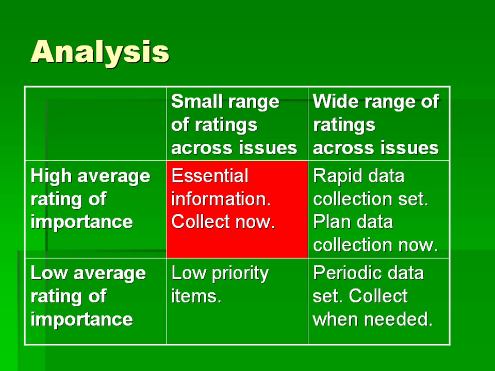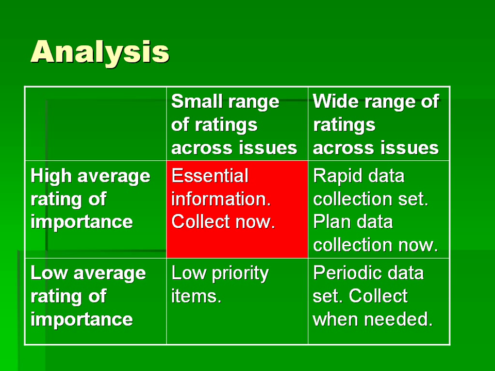Now that we have the ratings in terms of the average and range for each information item, we need to determine how and when each type of information should be collected. This is done through the displayed matrix. Information items that have both a high average rating of importance and a small range of ratings across all issues are the essential information. This is the information that should be collected immediately, which is in the cell highlighted in red to identify its high importance.